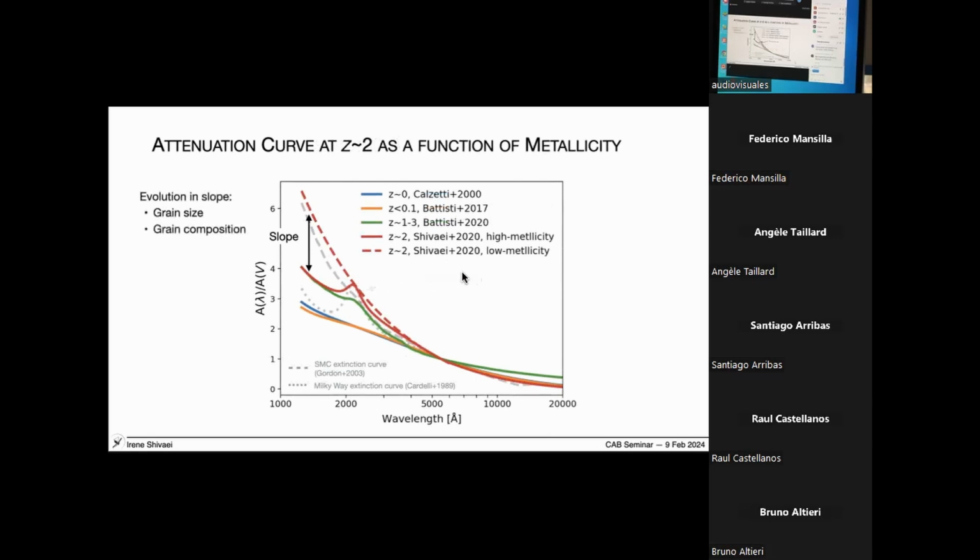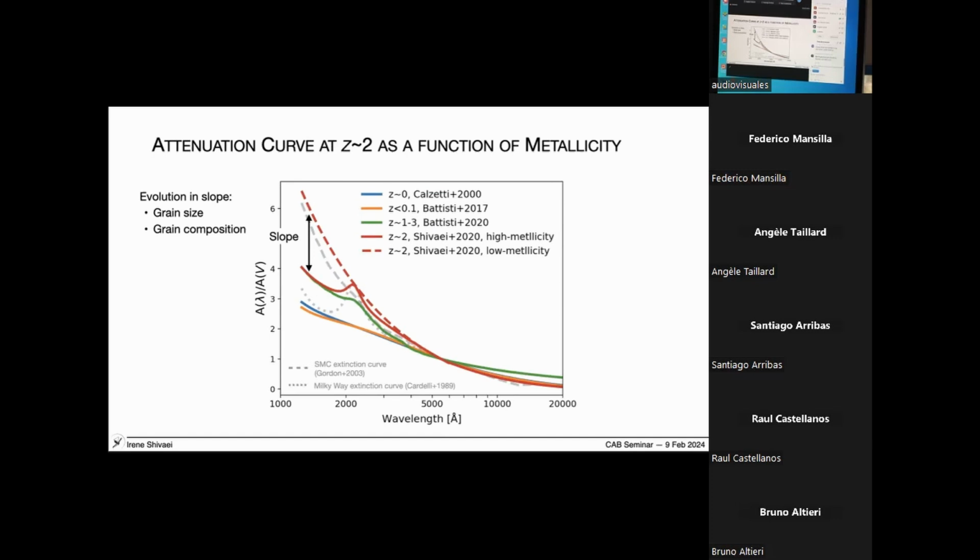This change in the slope is telling us something about the evolution of dust grains in low metallicity environments, such that you have a higher abundance of small dust grains, either due to shattering, more preferentially shattering in the ISM, or being less shielded by the molecular clouds. So you have a higher fraction of small grains, and you get a very steep slope.